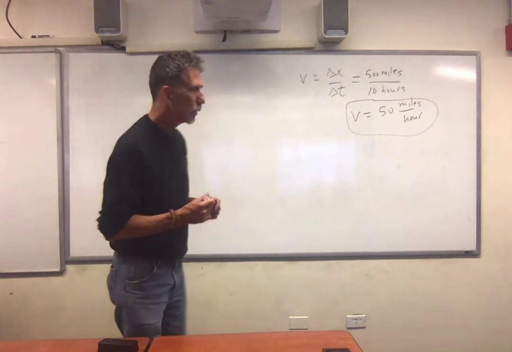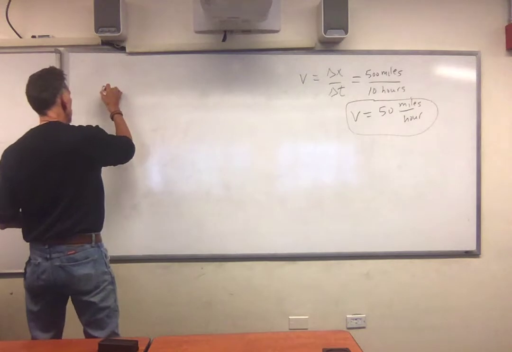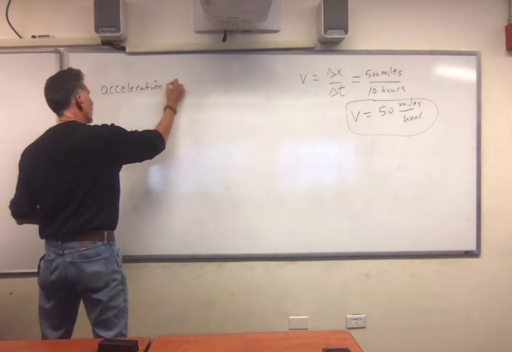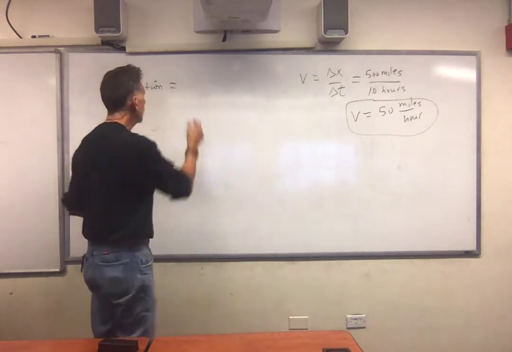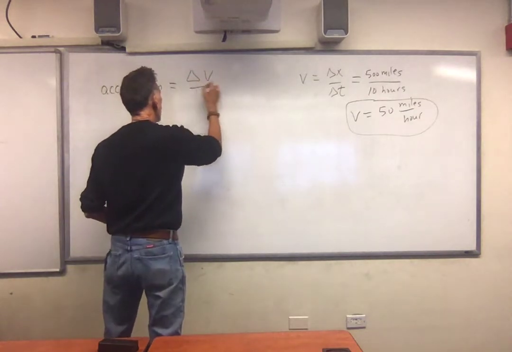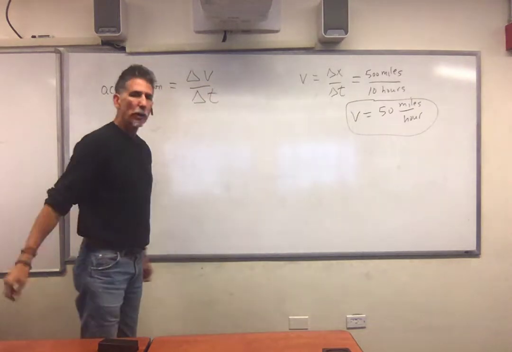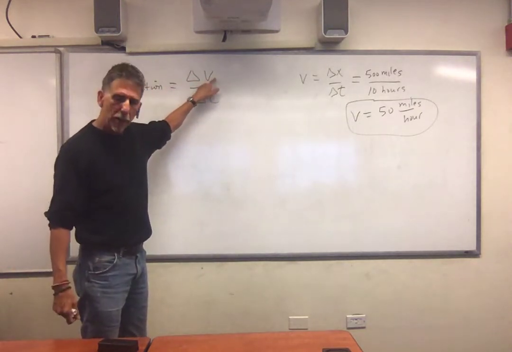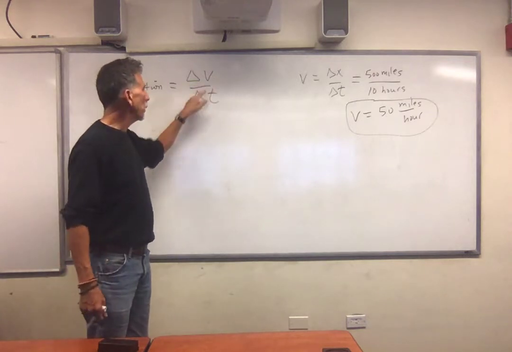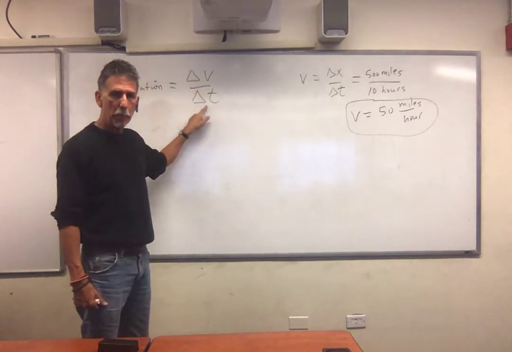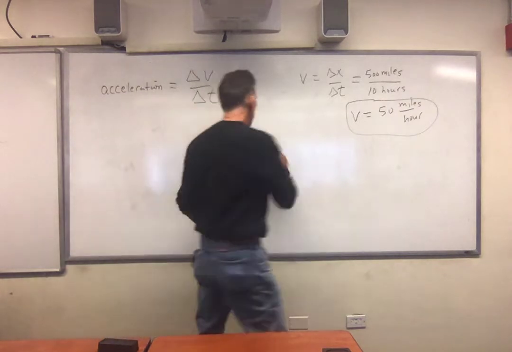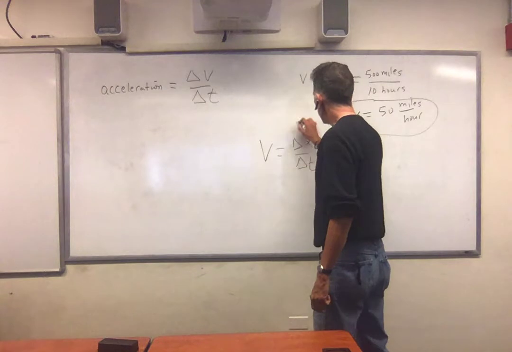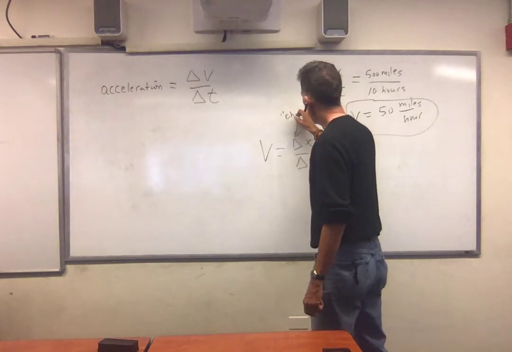So I'm going to write this. Acceleration. I'm going to use that delta, so get used to it. Delta v over delta t. So let's read this together. It's a change in speed. Later we'll use velocity, but for now I'm using speed. The change in speed divided by the change in time. Now, remember what v was. v was delta x over delta t. Delta, change in.